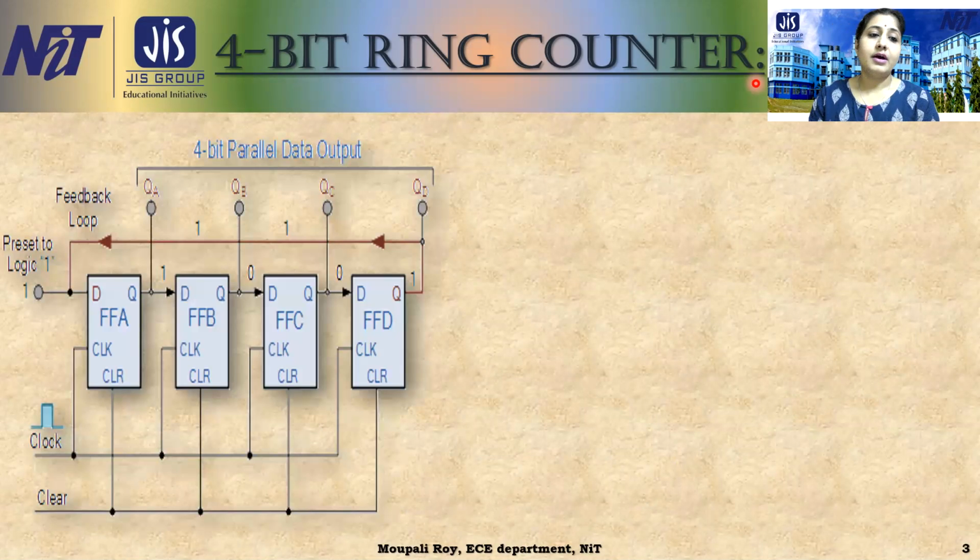This is the 4-bit ring counter, where this is the logic input one. This is the 4-bit parallel output. If we give one input, we get the output, as well as this being the input of the next part. In the same way, the output of flip-flop D, that is QD, goes back again to the first one.